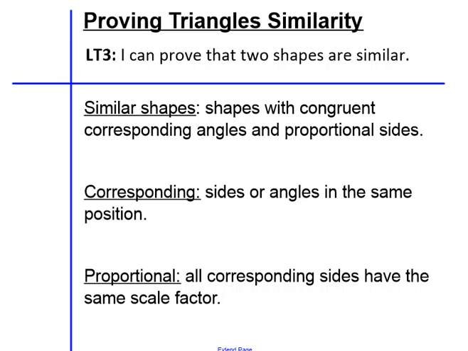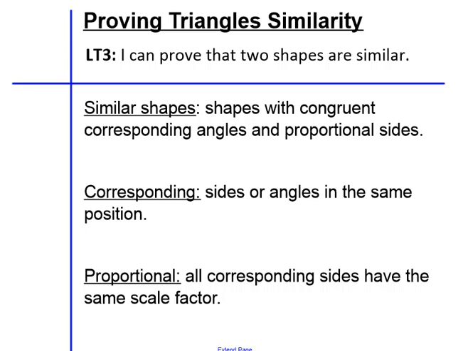Similar shapes are shapes with congruent corresponding angles. That means the angles in the same position are exactly the same size. And proportional sides. Remember, proportional is all corresponding sides have the same scale factor. So if one side was 8 and it went up to 16, that's doubled. Then another side is 5, it should go up to 10 because it's also doubled. So corresponding means same position, proportional means same scale factor, and similar means it has both those things going on.